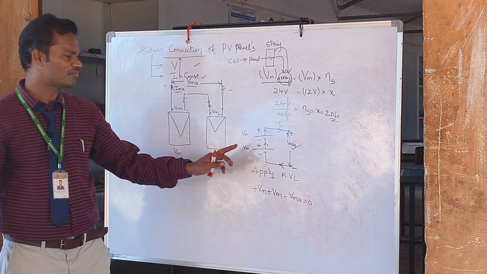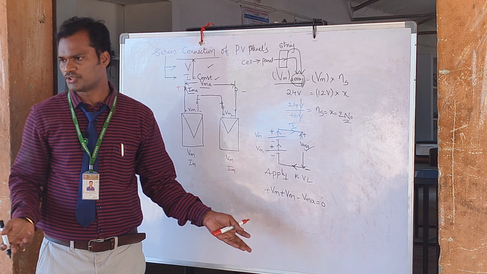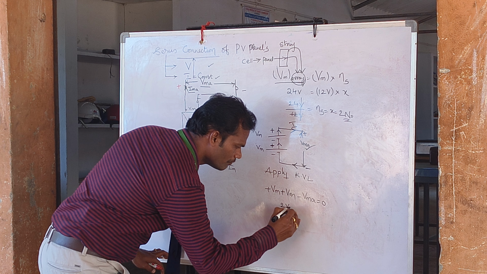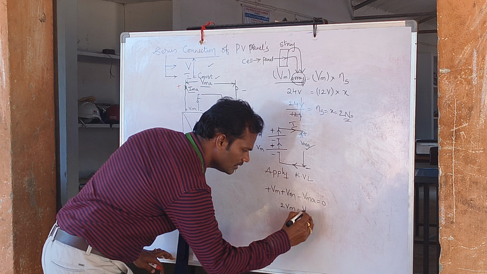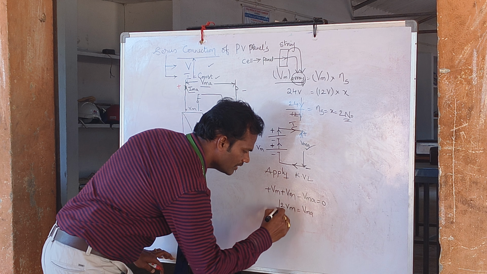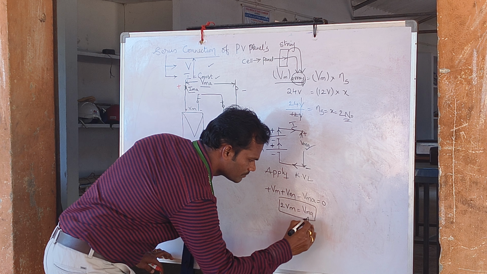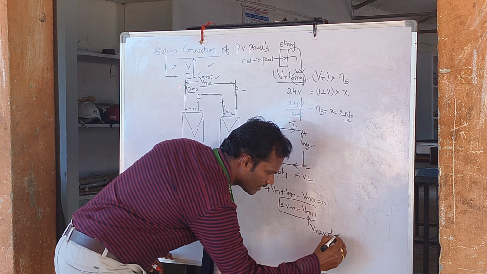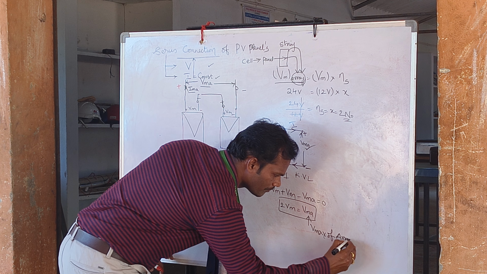So the algebraic sum of voltage sources and voltage drops is 0. Okay, that is already valid. So now Vm plus Vm is how much? 2 Vm is equal to VMA, where VMA is called which voltage? Maximum voltage of the array. This is the maximum voltage of the array.